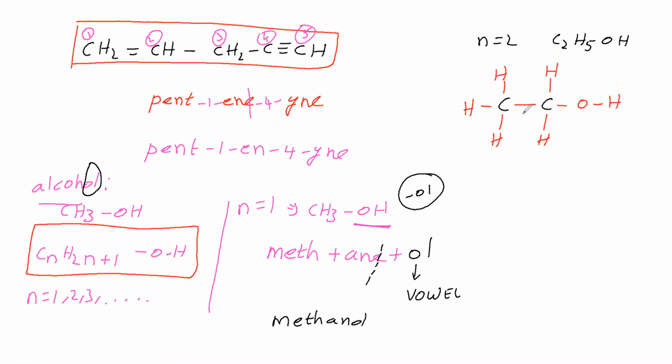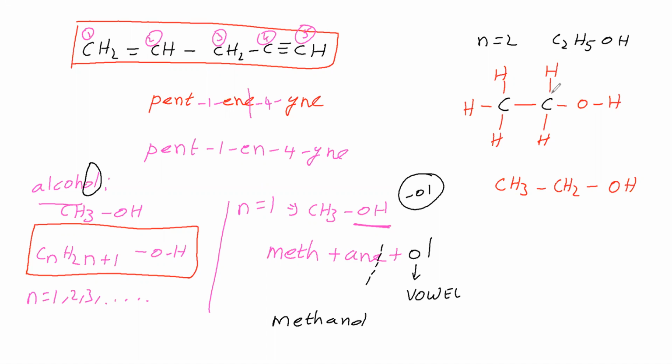Now we will write the condensed formula. This carbon has three hydrogens, therefore CH3. This carbon has two hydrogens, therefore CH2. Then we write the OH. So we have written CH3CH2OH. Next, we can make this still more condensed, that is C2H5OH.